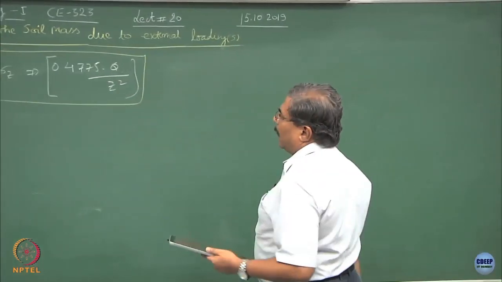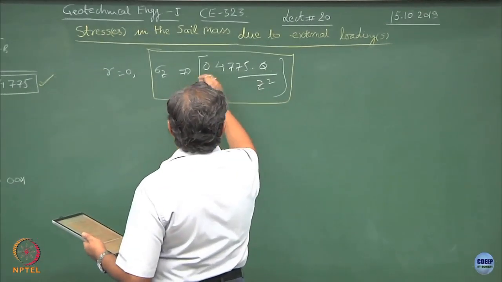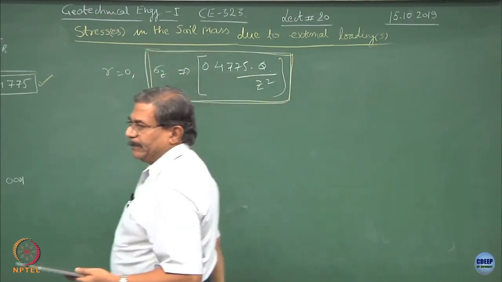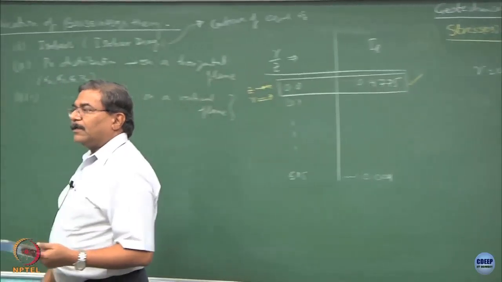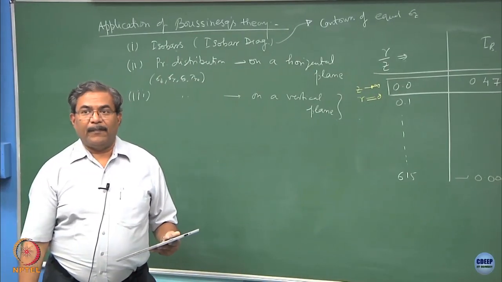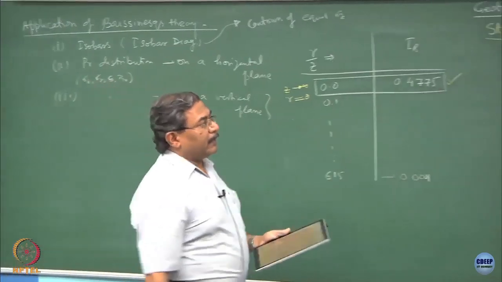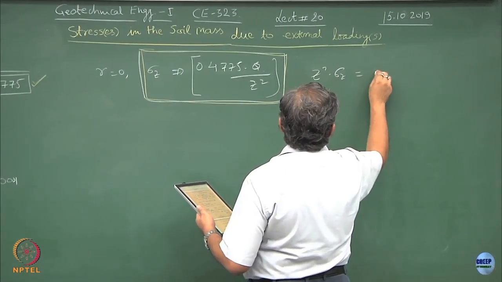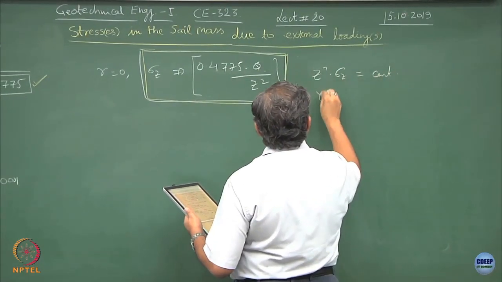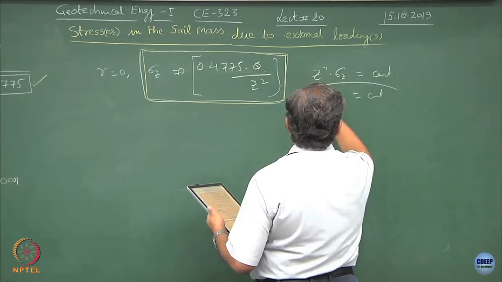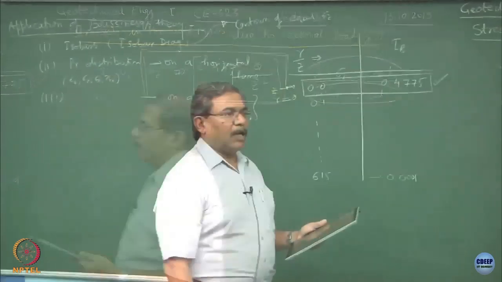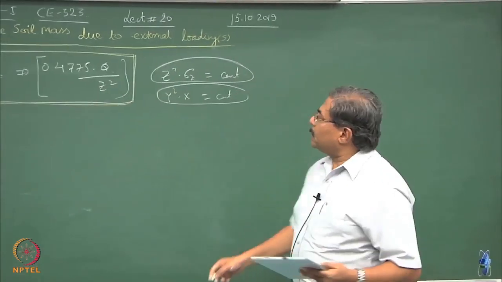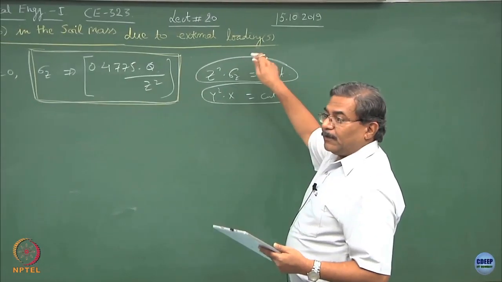How do you plot them? Now, I am sure you can realize from here, what is the form of this equation? Between sigma z and z, q is a constant, is it not? So, what is the form of this equation? If I write like this, z square into sigma z is constant. Suppose this is y square into x equal to constant. What is this graph? Hyperbola. Clear? So, that means all the contours of the stresses are going to be hyperbolic functions.